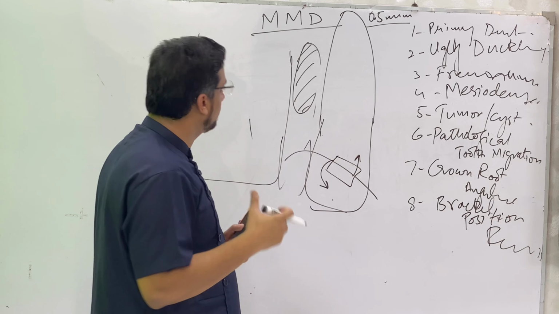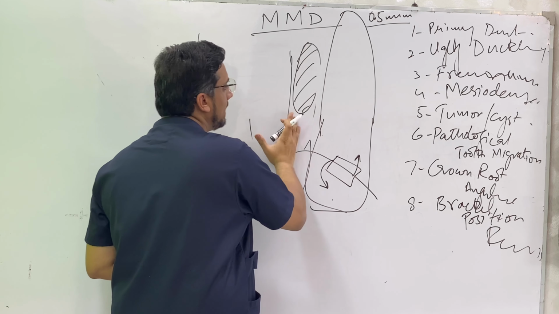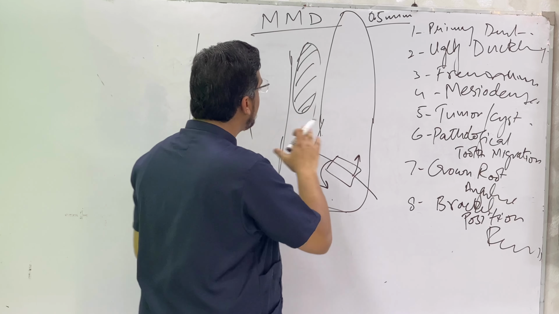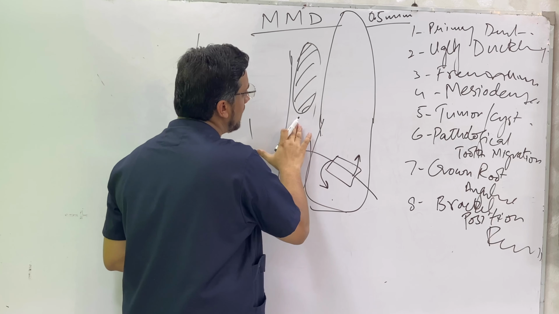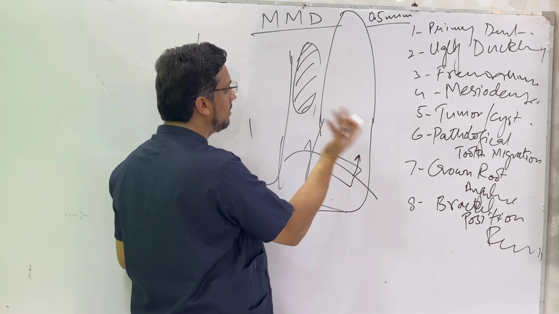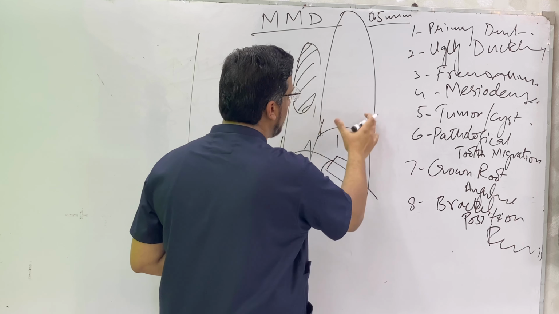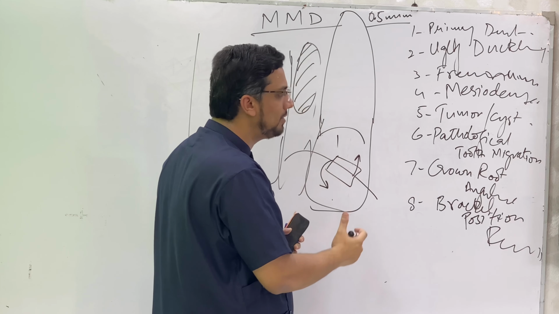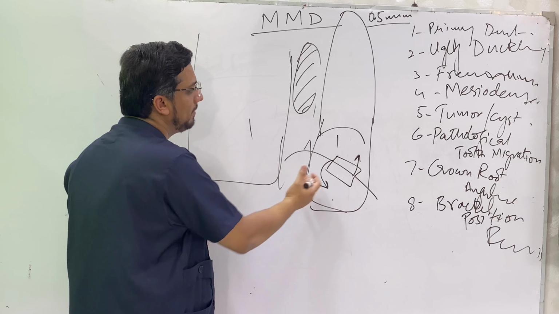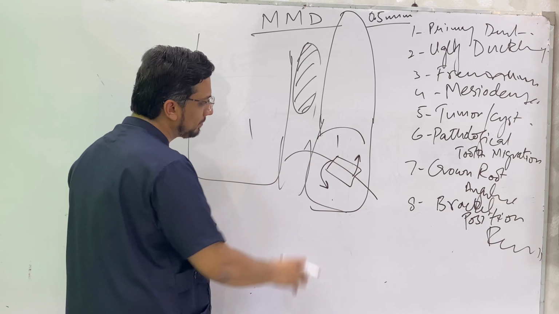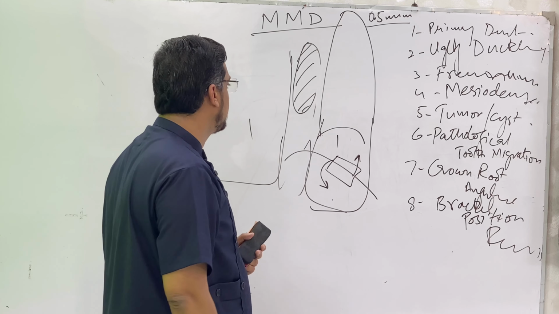For the mnemonics, we discussed from the medial side to the distal side. Starting from the medial side, we have the soft tissue like the frenum, we have the mesiodens, and we have tumours, cysts, or any pathology. Coming to the central incisors, we could have abnormal angulation of the crown and root, pathological tooth migration, and faulty bracket positioning of the central incisor that could cause divergence of the root of the central incisor.